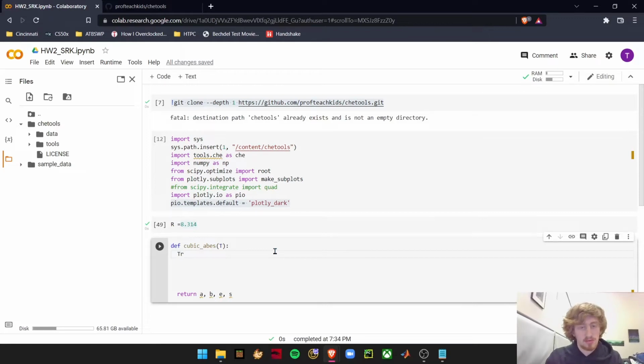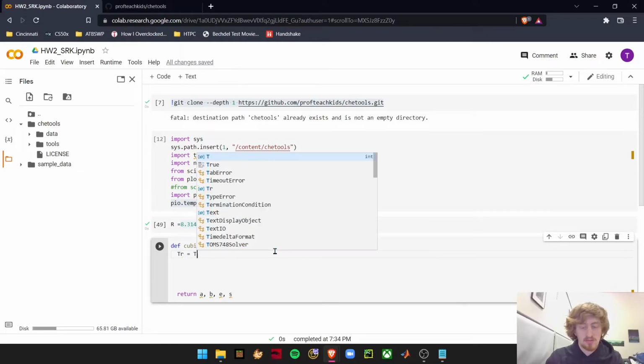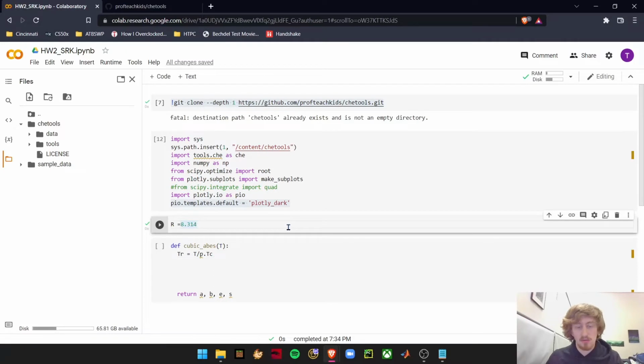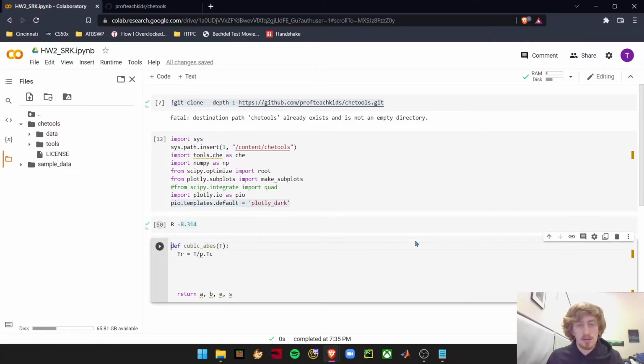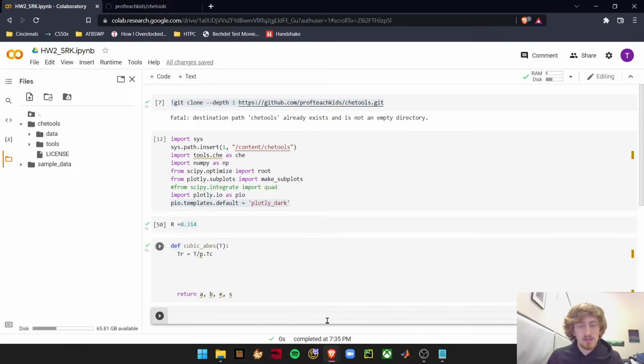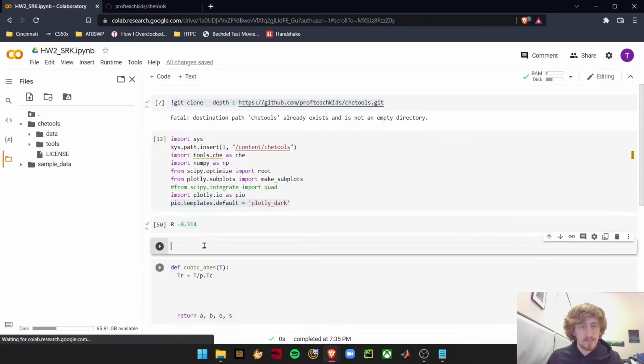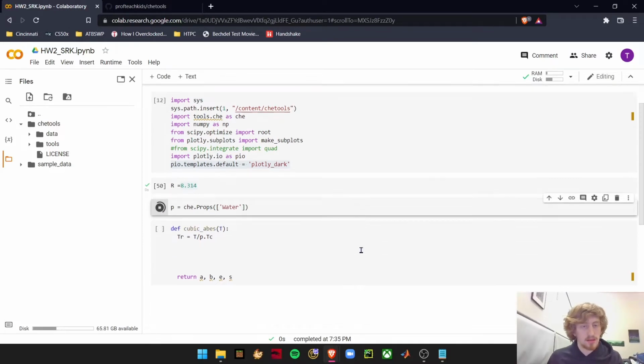So we can start off with our reduced temperature, which is going to be equal to our temperature divided by our critical temperature. And actually I did forget to instantiate our tools here. So let's go ahead and bring that up. There we go. And then P will just be our CHE, or our tools. Sorry about that, our instantiation of props. And then obviously we want water. There we go. And then let's just double check that.